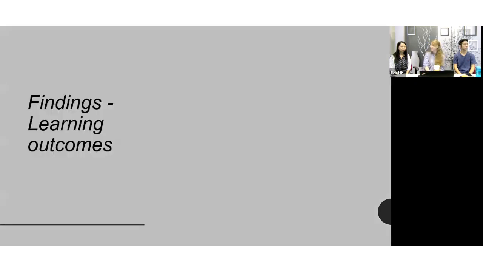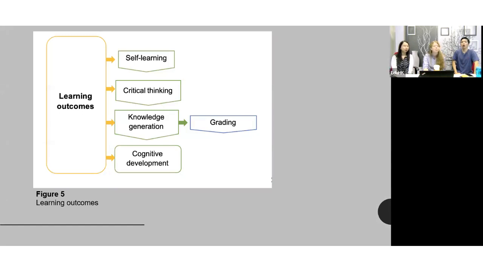So, thank you, Carla. Along with what Carla has said, students not only feel a sense of empowerment, but also report other learning outcomes. Here are some of them in the figure: self-learning and critical thinking skills, knowledge generation, and cognitive development.